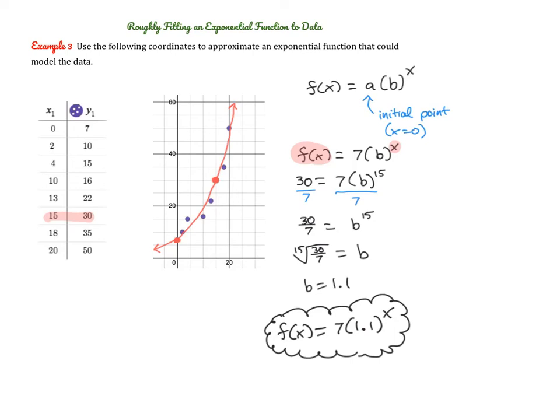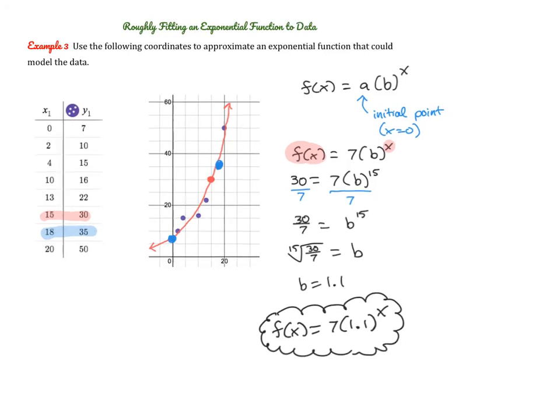We could say, well, what happens if x is 25? We could use this model and we would get a pretty good guess as to what that point would be. Now again, maybe you don't want to use this point. Maybe to you, this point looked a little bit better. So let's try it again, but we'll use that same initial point. So let's do the same thing, but we're going to use the point 18, 35.